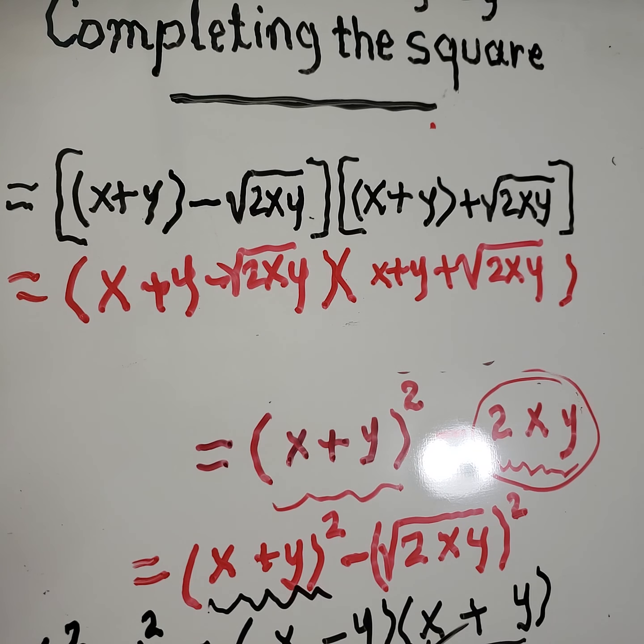This method is named the factoring by completing the square, and we usually take this way to make the factoring when we have two squares added together and need to make factoring for it.